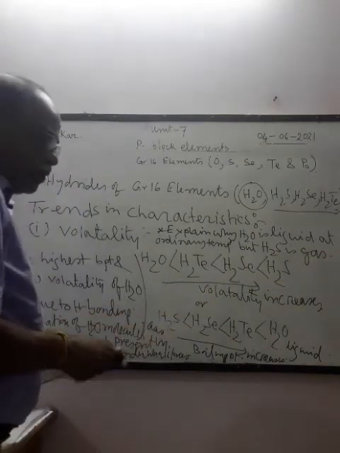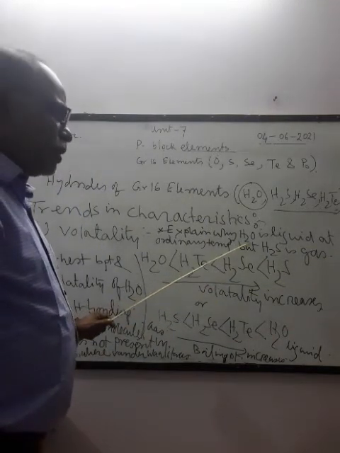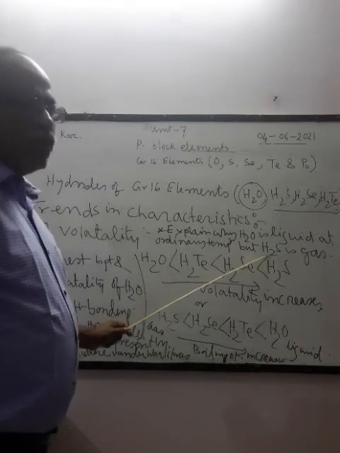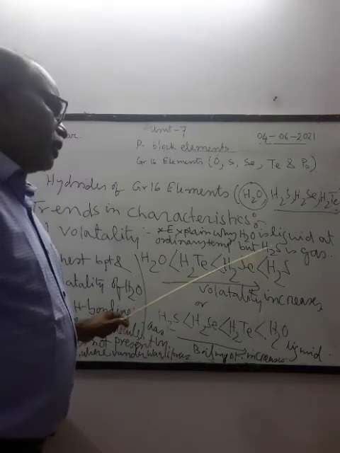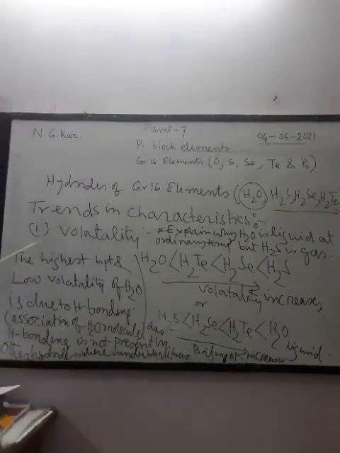Water is liquid because of hydrogen bonding. H2S is gas, where hydrogen bonding is absent. So this is our first trend in characteristic, volatility. Next we consider the second one, acidic character.